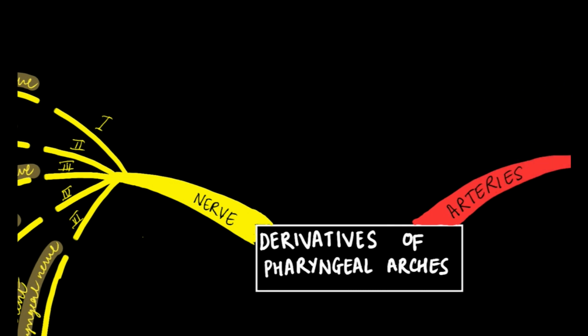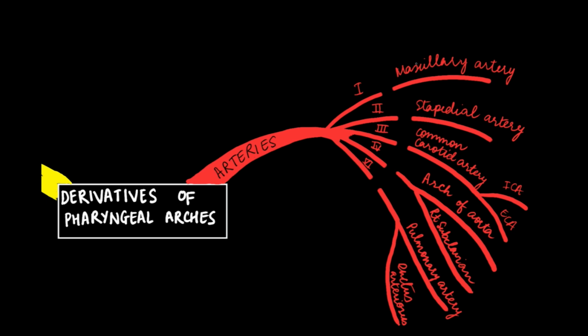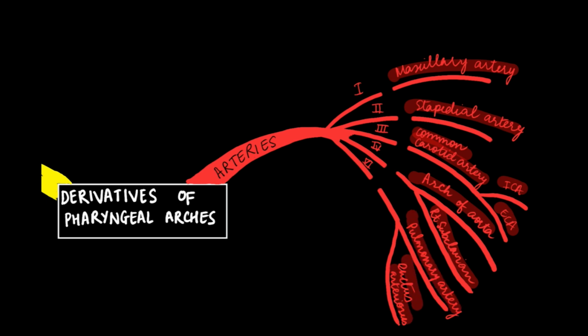Now finally, coming to the arteries that are derived from the pharyngeal arches. The first pharyngeal arch gives rise to the maxillary artery. The second pharyngeal arch gives rise to the stapedial artery. The third pharyngeal arch gives rise to the common carotid artery, the internal carotid artery and the external carotid artery. The fourth pharyngeal arch gives rise to the arch of aorta and the right subclavian arteries. And finally, the sixth pharyngeal arch gives rise to the pulmonary artery and the ductus arteriosus.